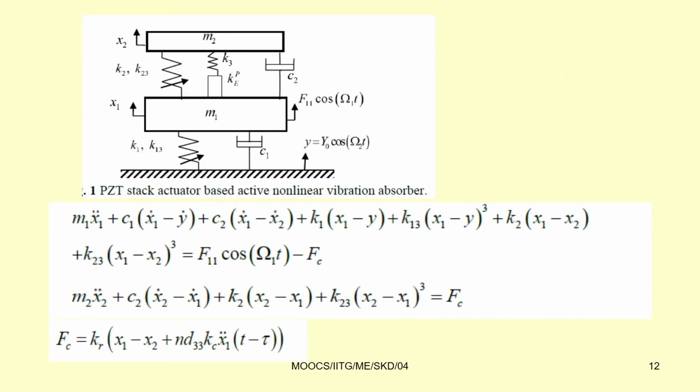So, let us see one more example of a vibration absorber. In this case you can make the system nonlinear. The bottom one is the primary system. It is subjected to base excitation, the base is also moving, and it is also subjected to a force F11 cos omega 1 t. Here we are using a piezoelectric stack actuator. In this piezoelectric stack actuator, if you apply a voltage, then it can behave as an actuator and it can give a force.